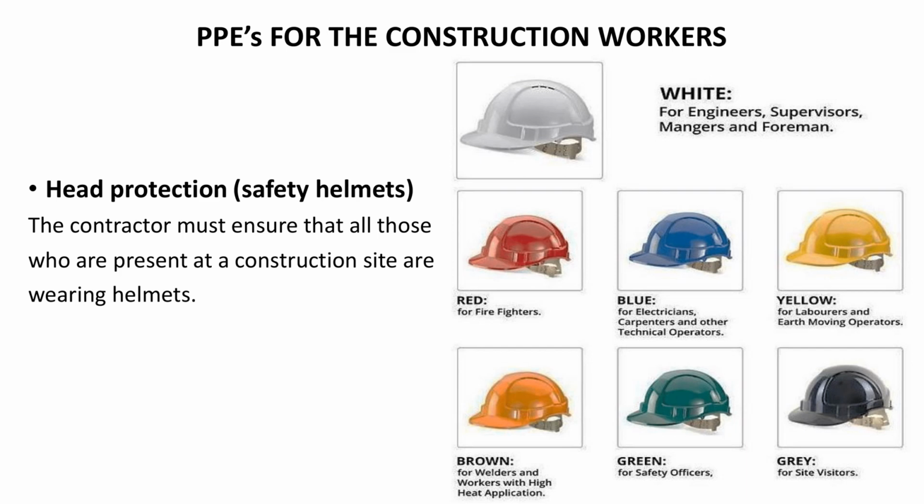Blue helmet is for electricians, carpenters and other technical operators. Yellow is for laborers and earth moving operators. Brown for welders and workers with high heat applications. Green is for safety officers, and grey helmet is usually given to site visitors.